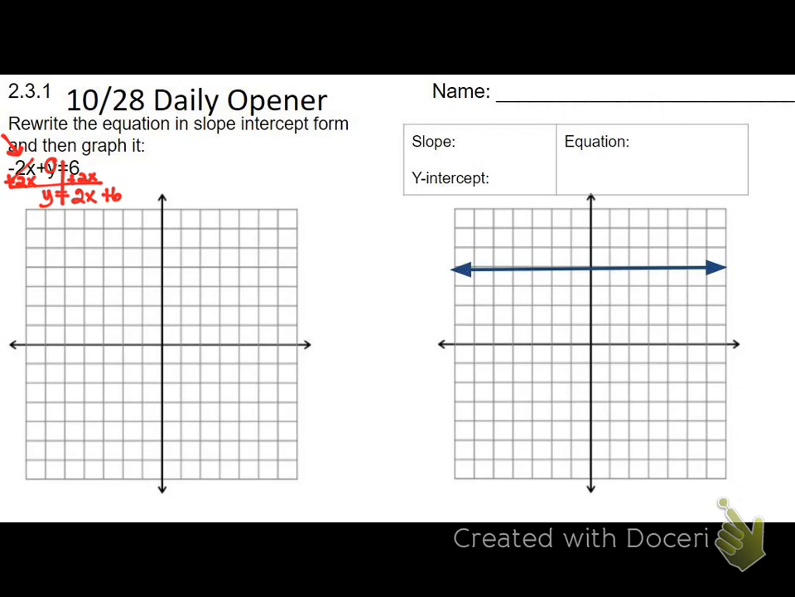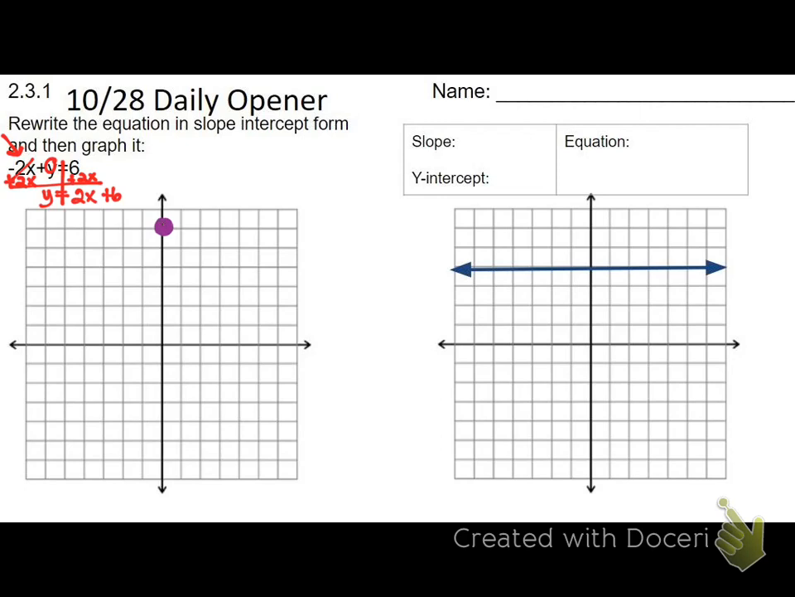Okay, so then we graph it. When we go to graph this, what do I need to graph first? The 6, which indicates the y-intercept. So the 6, I'm going to start at the origin and go which direction? Up. And then my slope, I graph second. What's my slope going to be?